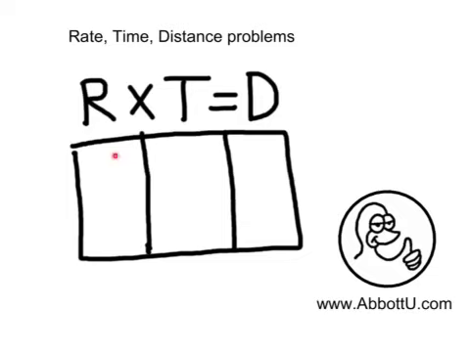Now, this column here represents the rate, or the speed, or usually the average speed of a moving object. This represents the time. For these problems, you need to be careful regarding what unit of time you're analyzing. It could be hours, it could be minutes, and so forth. And of course this column represents the distance, often in miles, at least in America.